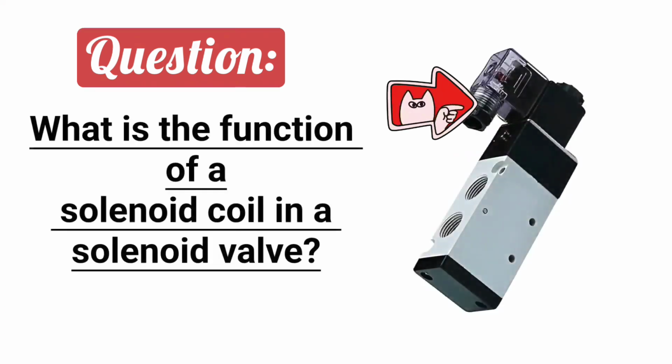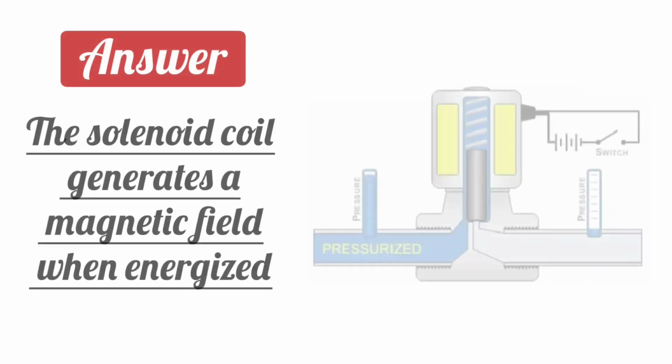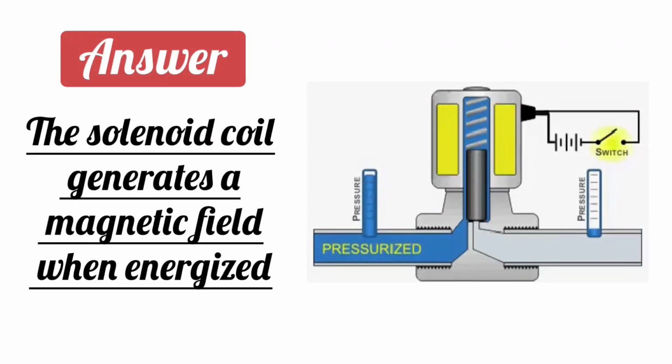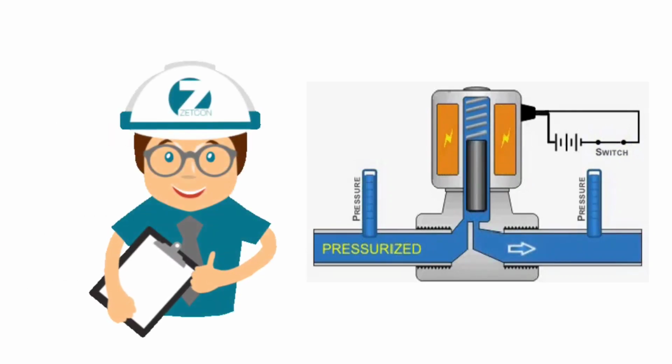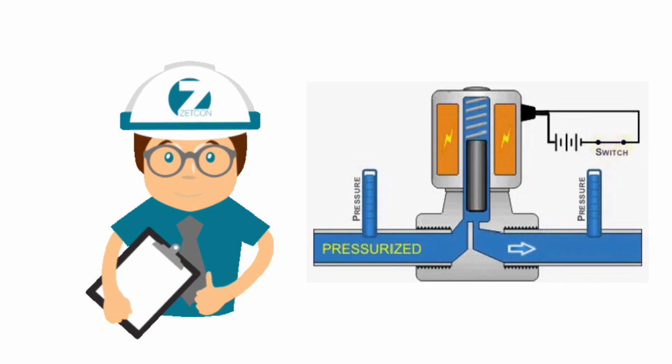Next question is, what is the function of a solenoid coil in a solenoid valve? Its answer is, the solenoid coil generates a magnetic field when energized, which attracts or repels the valve's plunger, allowing the valve to open or close.